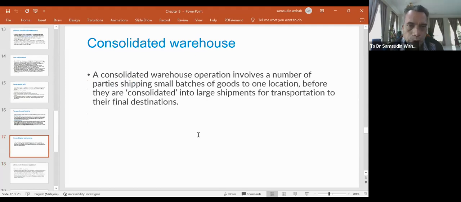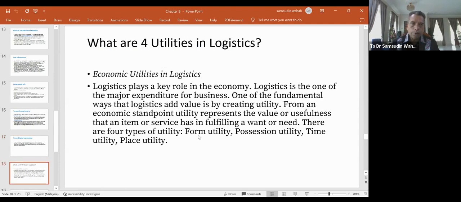We also have the consolidated warehouse. A consolidated warehouse operation involves a number of parties shipping small batches of goods to one location, before they are consolidated into a large shipment. There are four utilities in logistics.